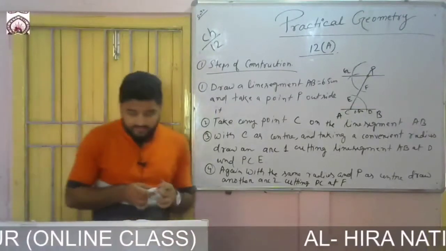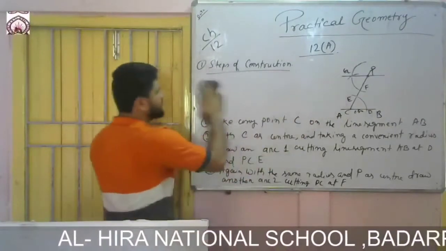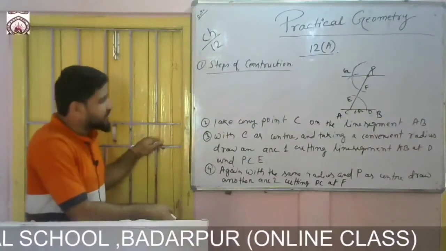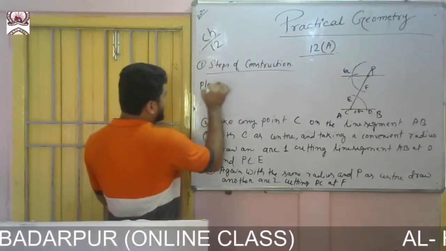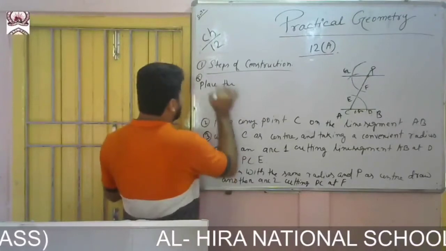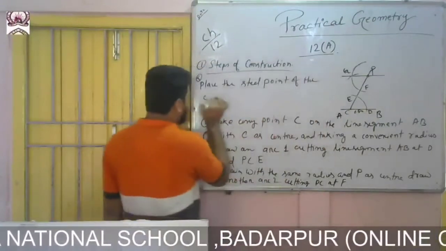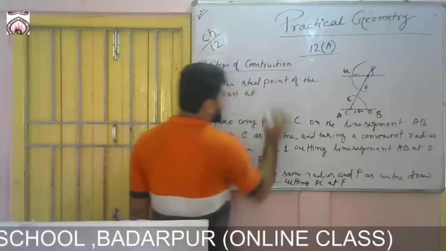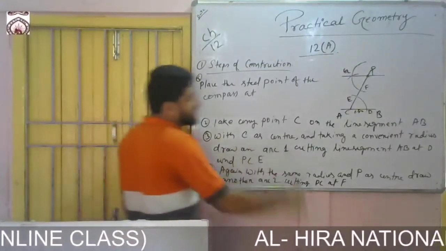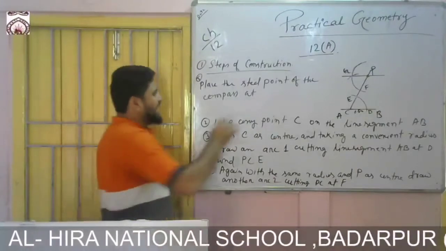Now come to step 5. Step 5: place the steel point of the compass at D.